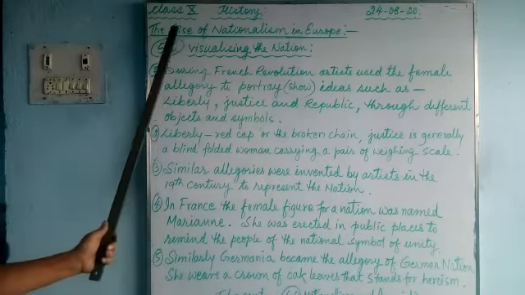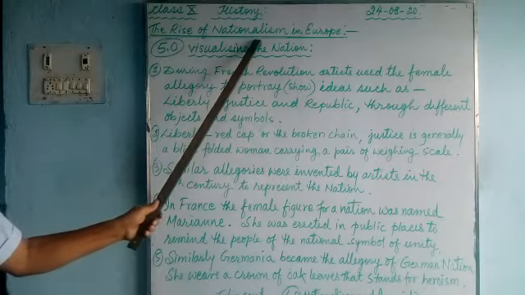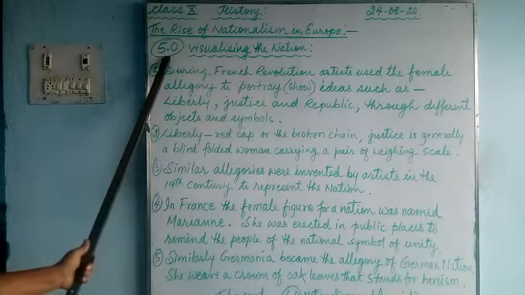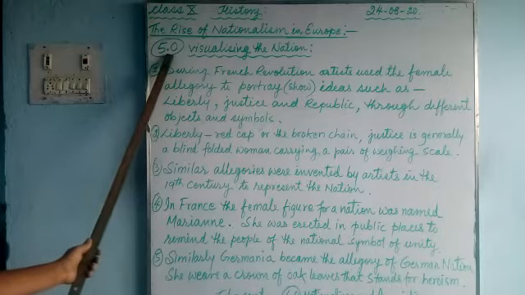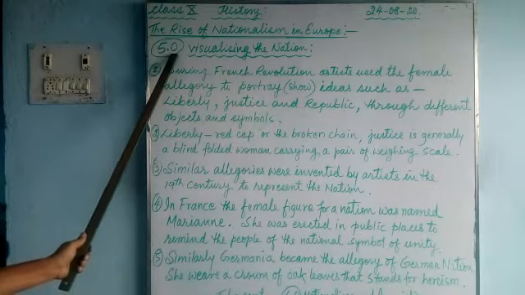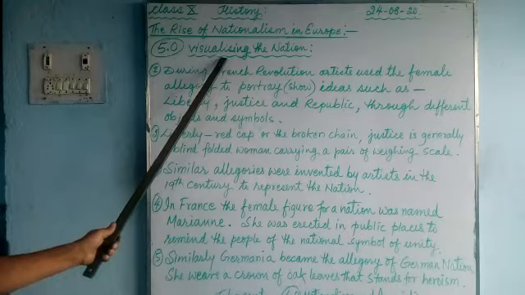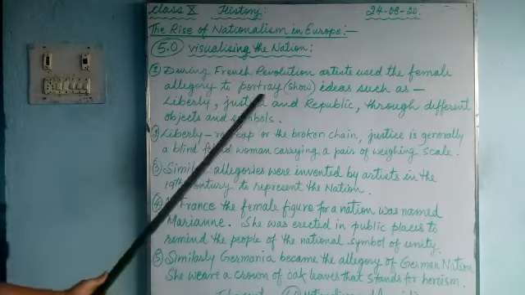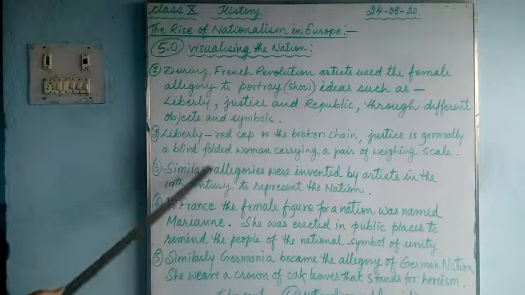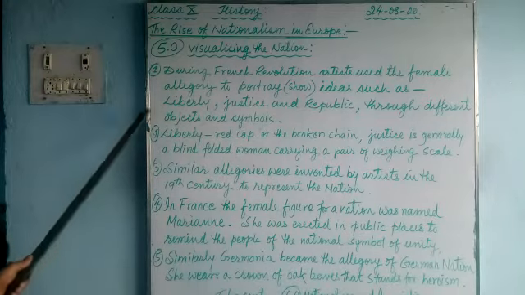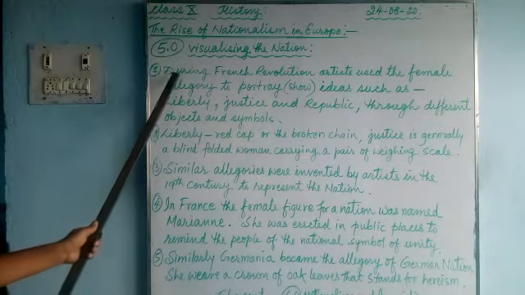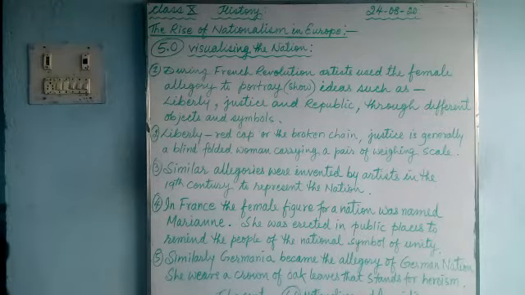And we are doing the rise of nationalism in Europe. We have reached 5.0. Here in 5.0 we are learning about visualizing the nation. In our previous class we learned a little bit about this. Today we will talk about five points. Visualizing the nation: how can you represent the nation?